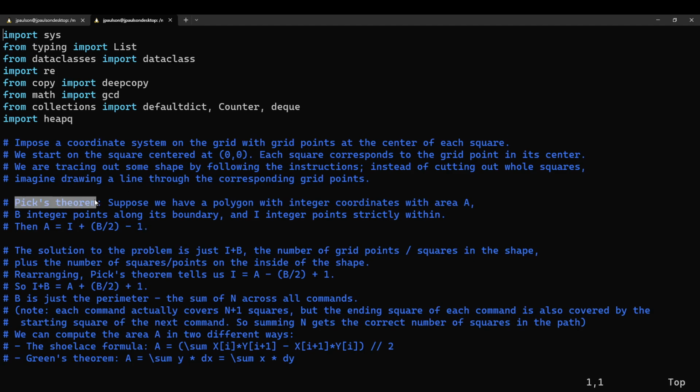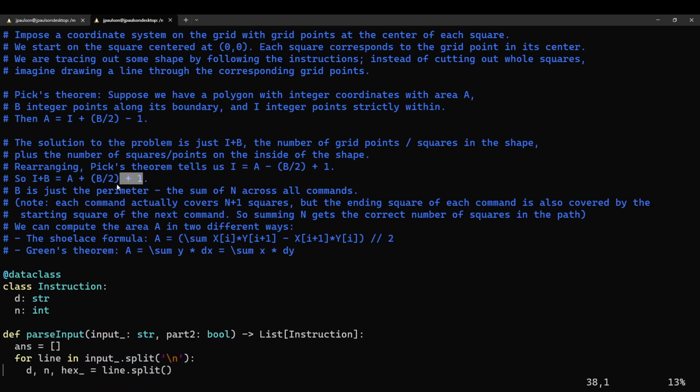So this is a cool theorem about grid polygons, which is that the area is the number of interior points plus half the number of boundary points, minus one. So in our case, we don't want the area, right? What we actually want is the number of interior points plus the number of boundary points. So if you rearrange this formula, you get that the number of interior points is the area minus b over 2 plus 1. And then we want not I, but I plus b. So that's A plus b over 2 plus 1, which is, in fact, the correct formula to solve this problem.